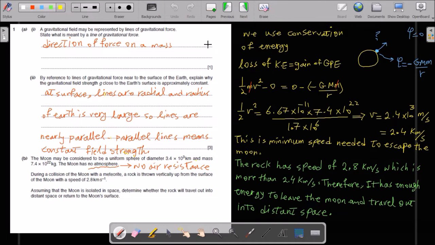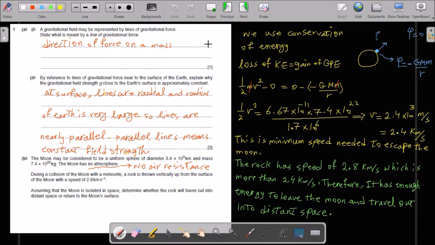Part B. The moon may be considered to be a uniform sphere of diameter 3.4 times 10 to the power 3 kilometers and mass 7.4 times 10 to the power 22 kg. The moon has no atmosphere, so it means there is no air resistance. So you can use conservation of energy for this part because there is no waste of energy.